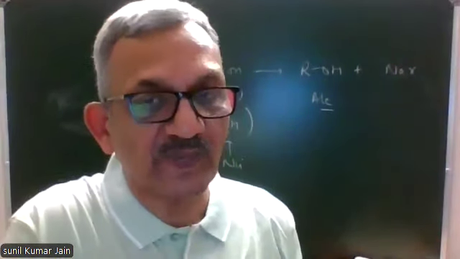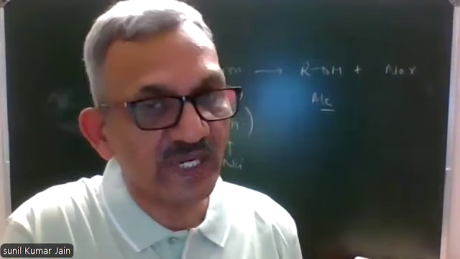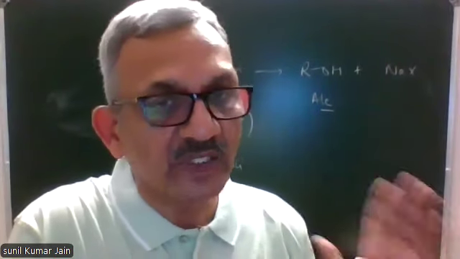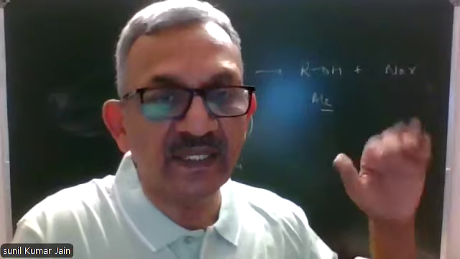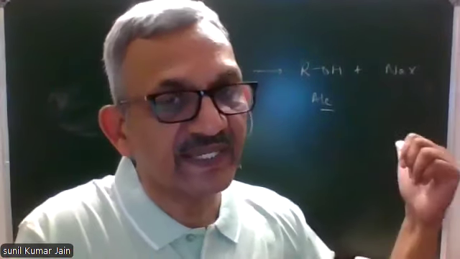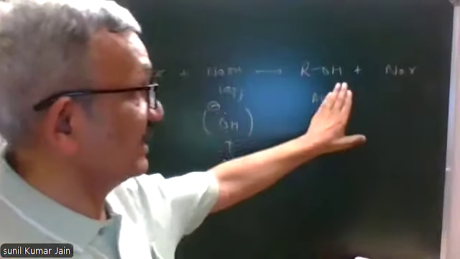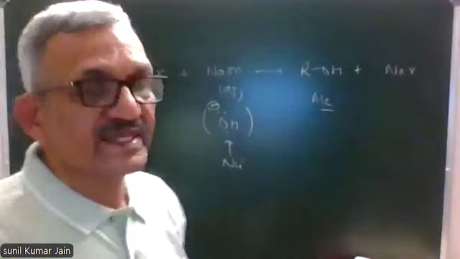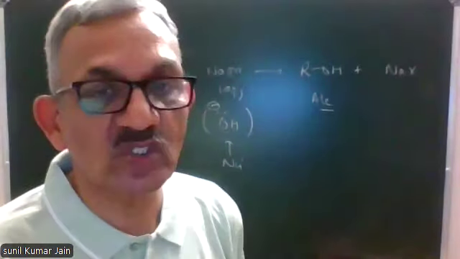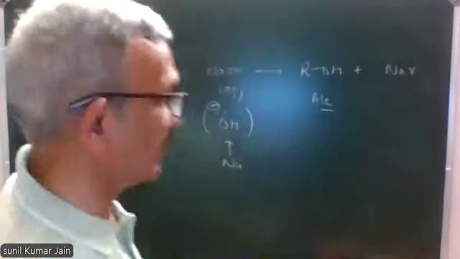So aqueous NaOH provides hydroxide ions. Hydroxide ions will act as nucleophiles. Nucleophile attacks alkyl halide, knocks out halogen, and takes its position. Product obtained is an alcohol. Second is reaction with sodium hydrogen sulfide.